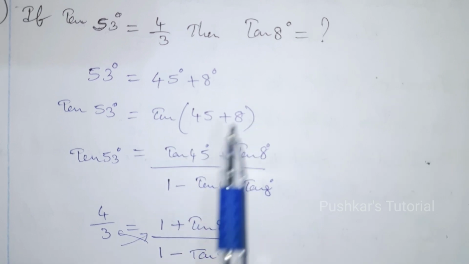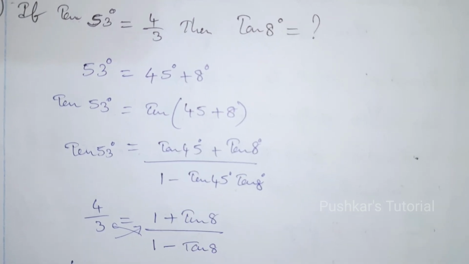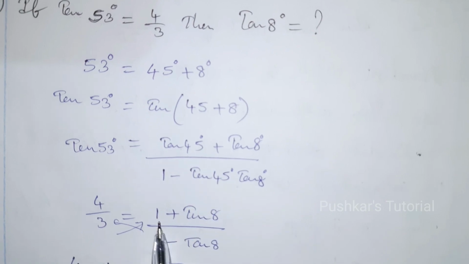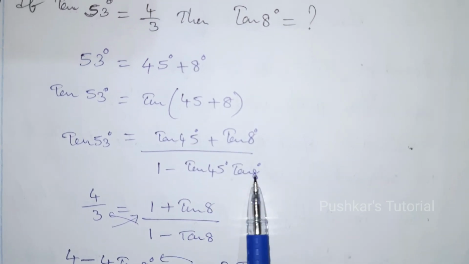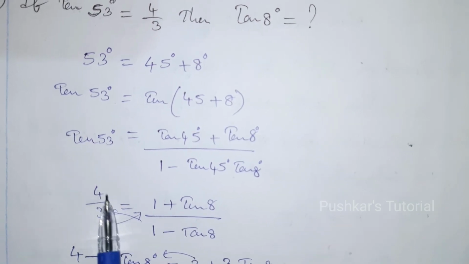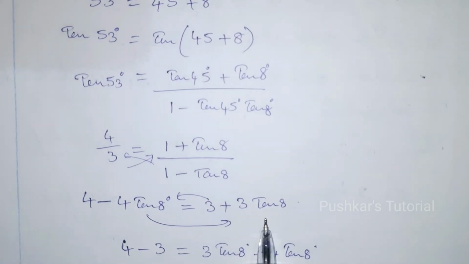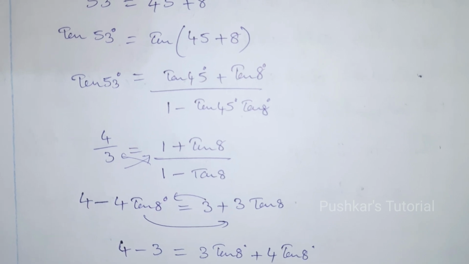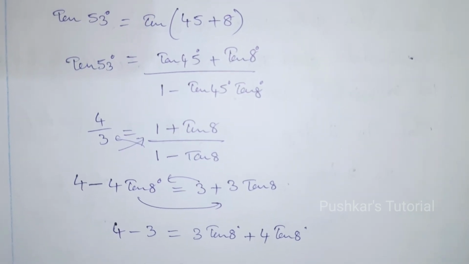Tan of A plus B formula: (tan A plus tan B) by (1 minus tan A into tan B). So tan 45 value is 1, so (1 plus tan 8) by (1 minus 1 into tan 8). Tan 53 value replace. So cross multiplication. Take the like terms to one side. So 7 tan 8 is equal to 1. Therefore tan 8 degrees is equal to 1 by 7.